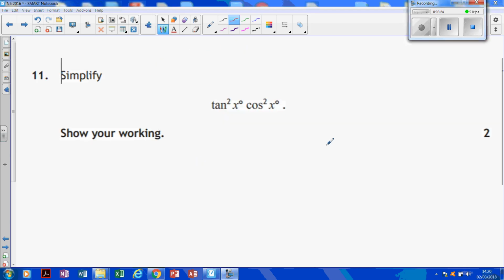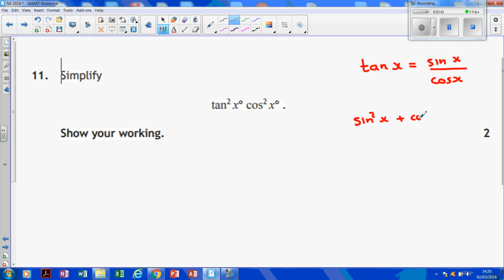Now, this is your trig identity. There are 2 trig identities that you should know. And the first one is that tan x is equal to sin x over cos x. And the other one is that sin squared x plus cos squared x is going to be equal to 1.